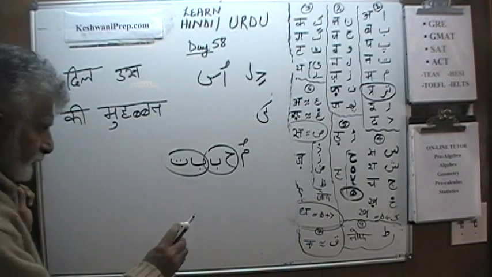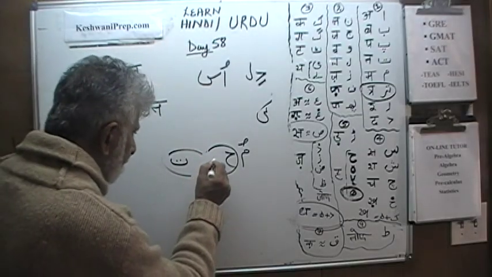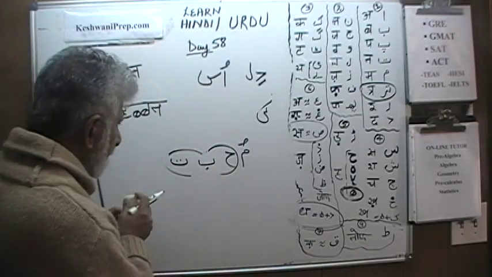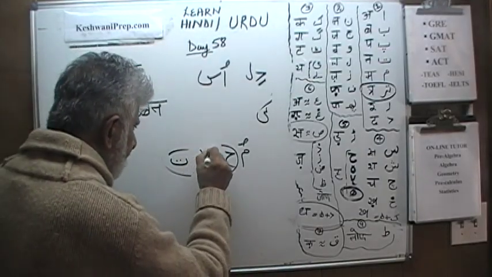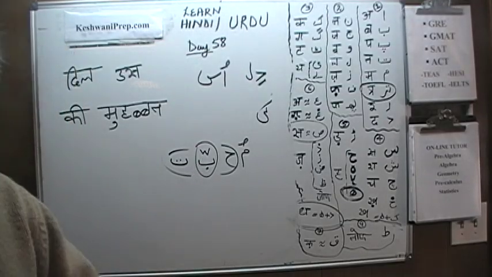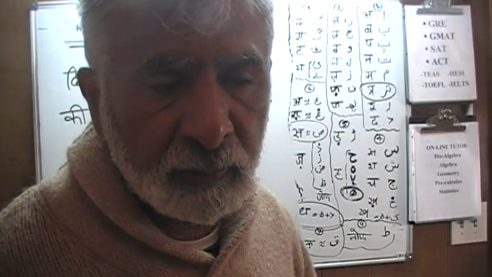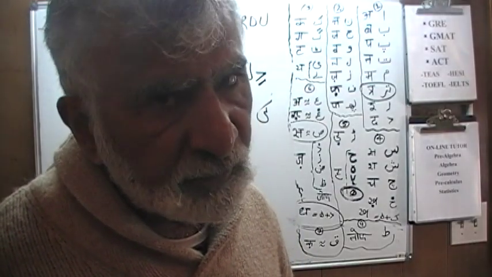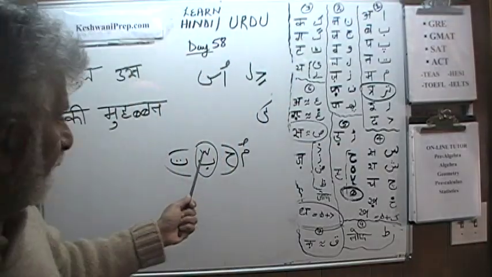In Urdu, instead of writing the b twice, what we do is we write the letter once, and on top of the letter, we put a special symbol. This symbol right here looks like a W. And that symbol is called tashdid. Tashdid is also something we have learned a long time ago. I don't know which particular day, but we have learned it. You must watch the videos in the sequence if you really want to learn the language. This symbol is called tashdid.